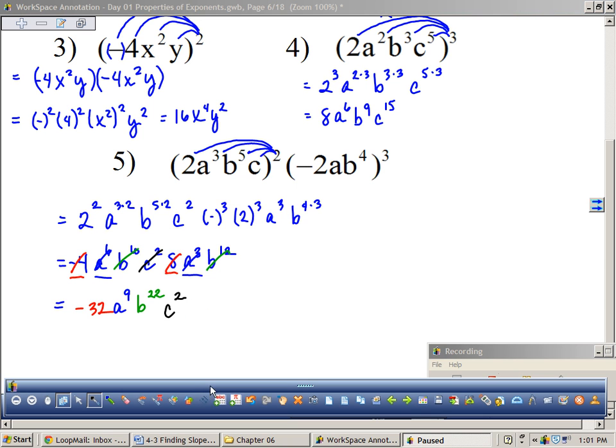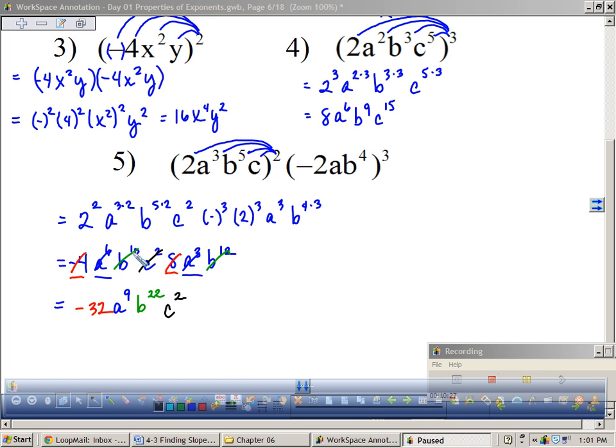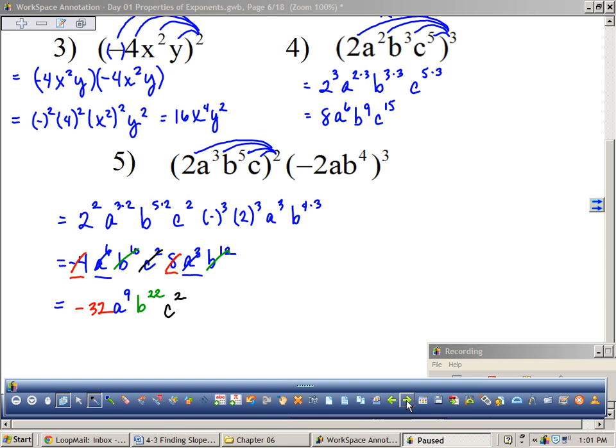Is everything taken care of? Yes. Questions on this? Because 10 and 12 is 22. See how right here it's 5 times 2 is 10? Everybody good?